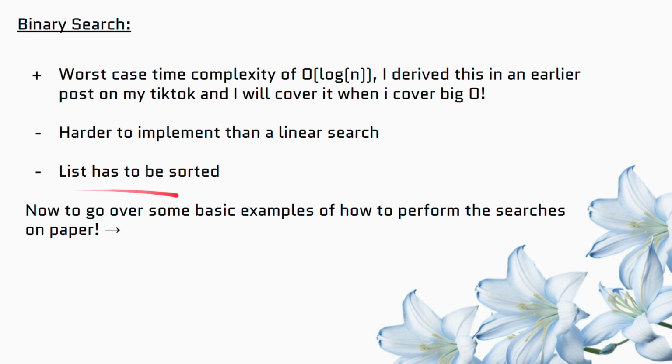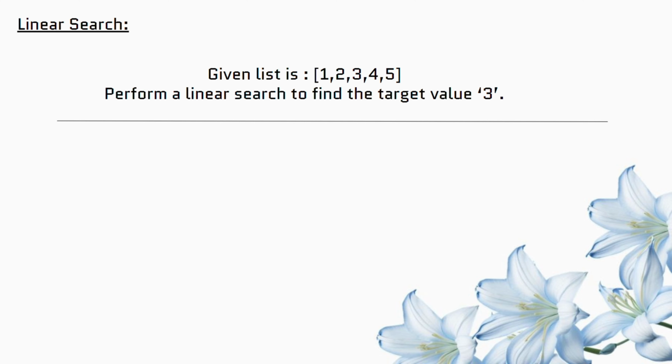And the list has to be sorted. That is a prerequisite that has to be true. Yes, you could sort the list and then carry out a binary search, but the list has to be sorted before you can do the binary search. So let's go over some basic examples on how to perform these searches if it was asked in a trace.